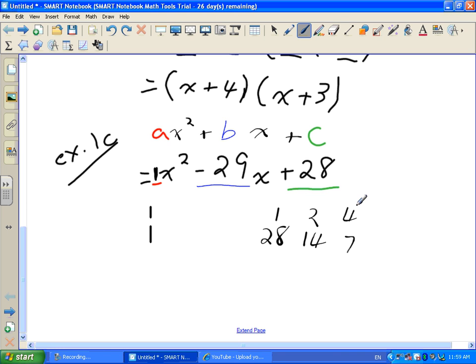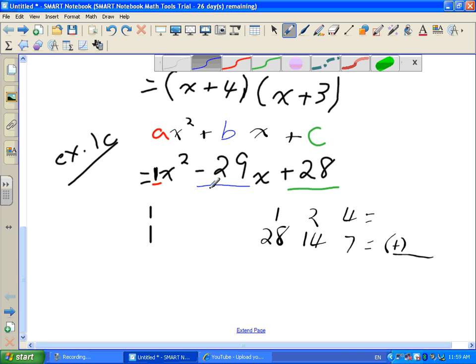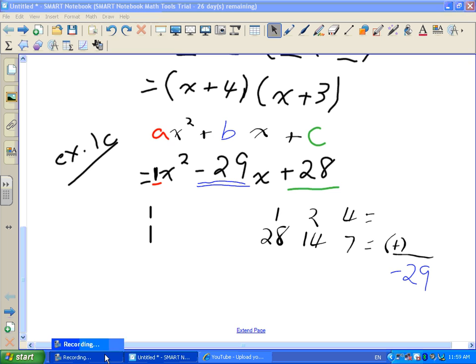So we now have all the factors, and we know that we're going to have to put them in columns eventually, and they're going to have to add up. Now write it in blue just so you can see the similarity to our b. They need to add up to our b. So we write b down here, negative 29.